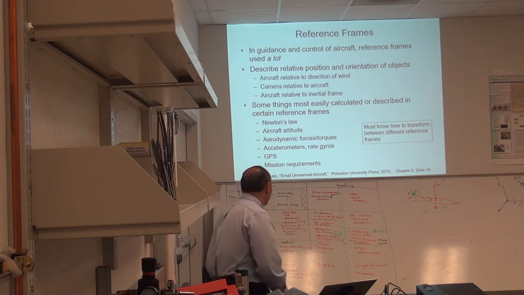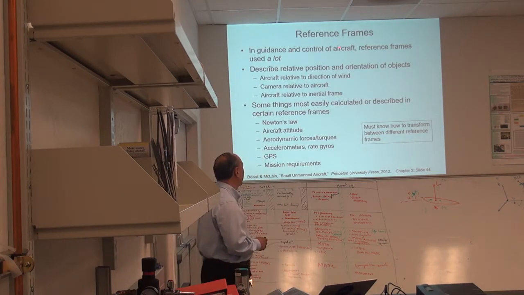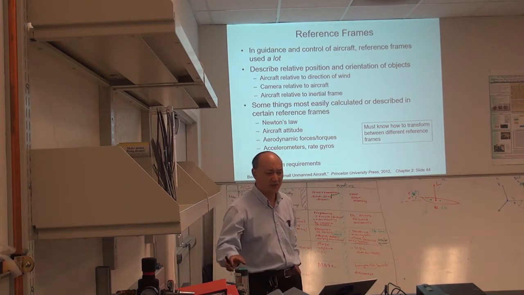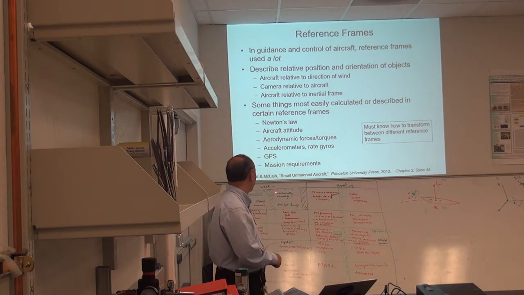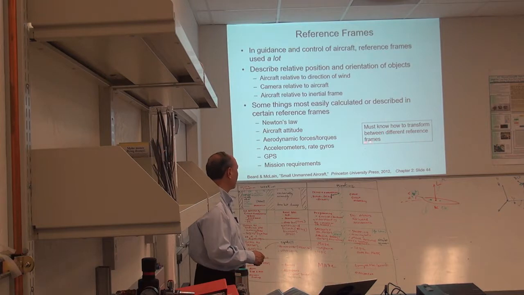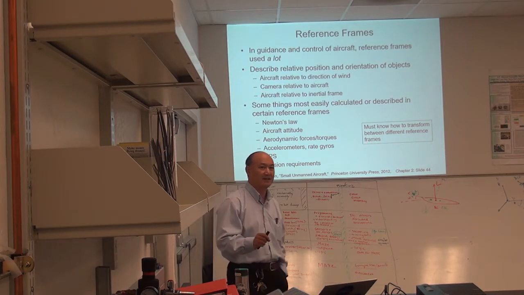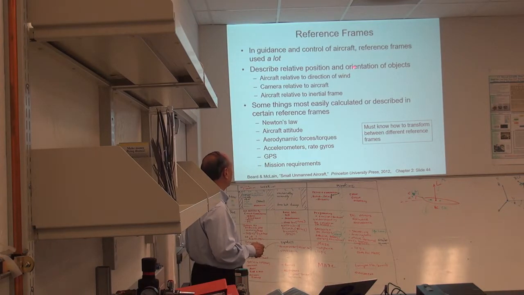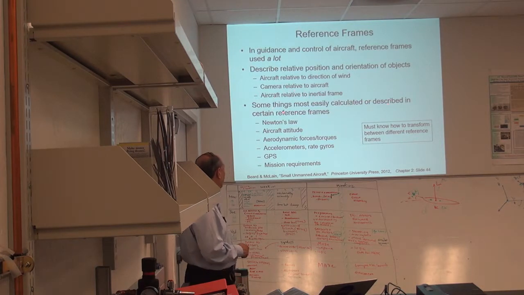Reference frames. When you control an aircraft, you need to use the right frames to discuss, otherwise it's going to be very complicated. This is from Randy Beard and Tim McLain's book. Very nice. So how do we transform between different reference frames or coordinate systems, CS? If you want to describe the relative position and orientation of objects, you need the aircraft relative to the direction of the wind, the camera relative to the aircraft, relative to the inertial frame.